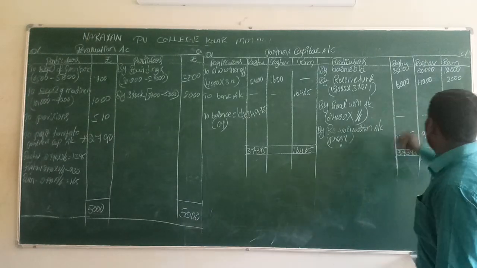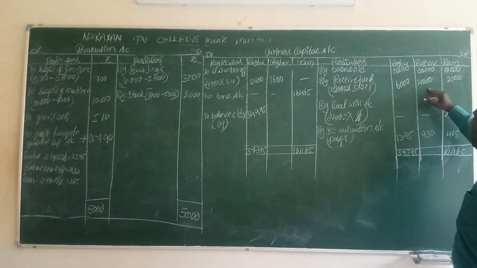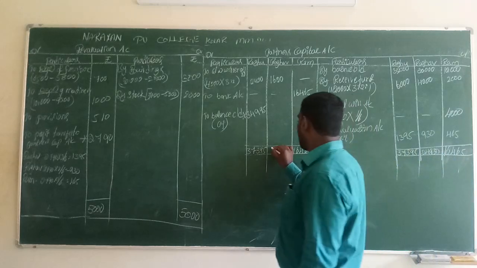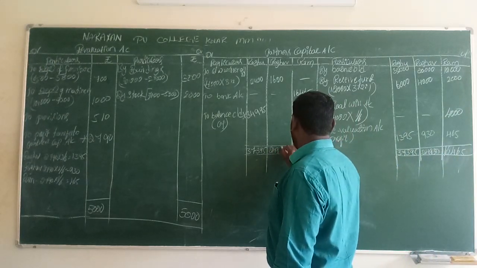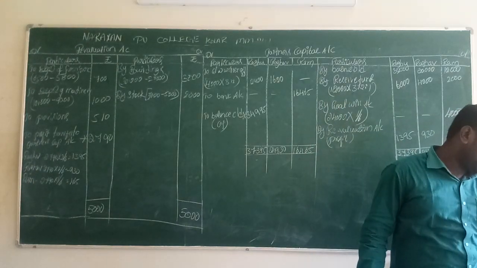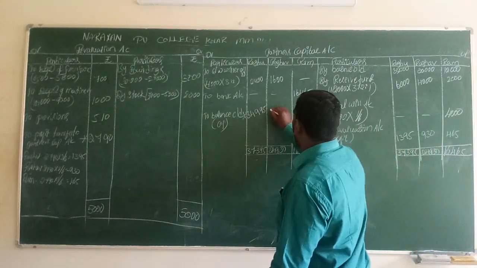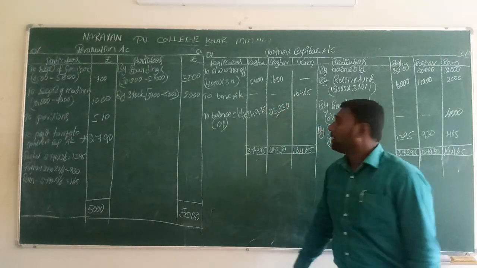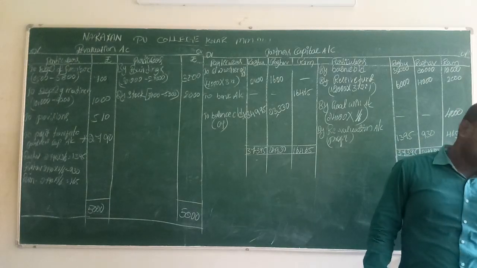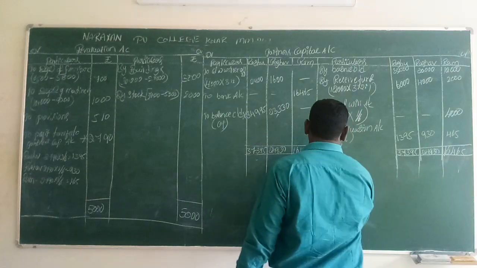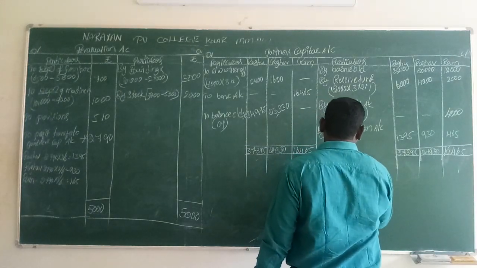So let's come to the total of Raghav. 20 plus 4, 24,930. The same value we transfer, 24,930 rupees. Out of this deduct 1,600 rupees, we will get 23,330 rupees. So it is the final partner. The balance carried down will be transferred to the balance sheet.